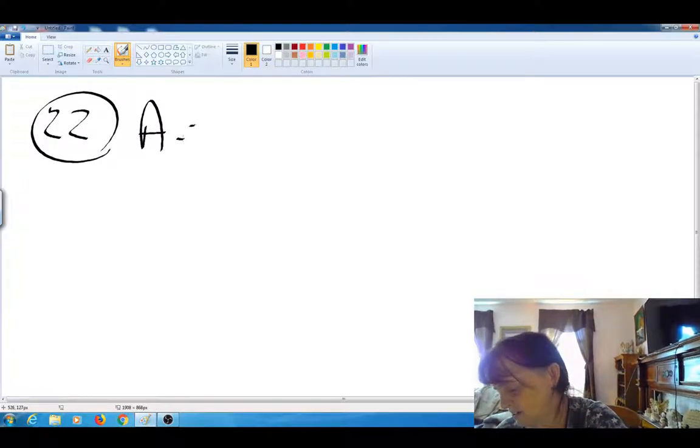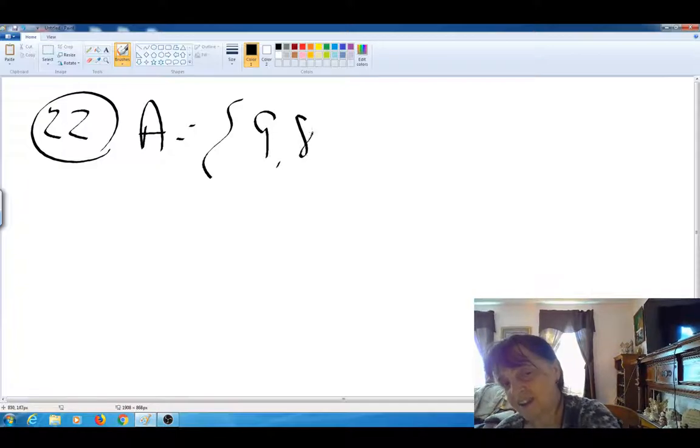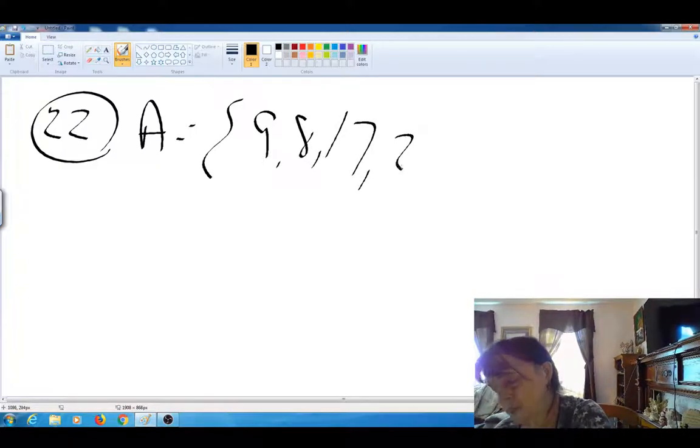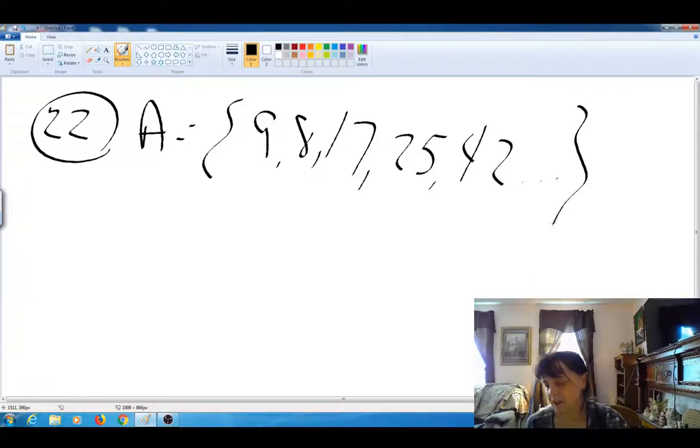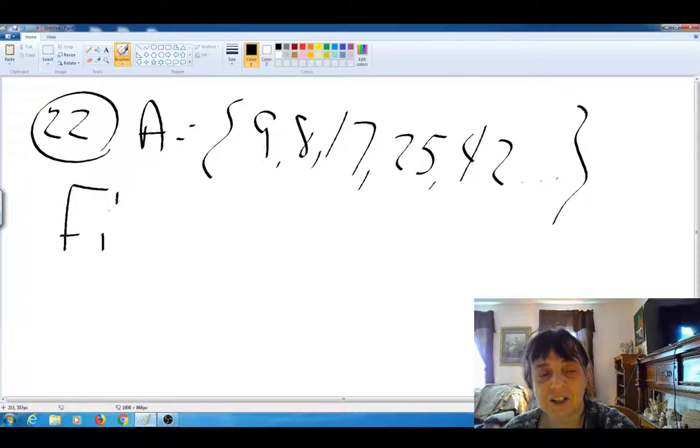A is 9, 8, 17, 25, 42 is what kind of sequence? To get from one term to the next, you're adding the previous 2 terms. If you add the previous 2 terms together, it's called a Fibonacci sequence.